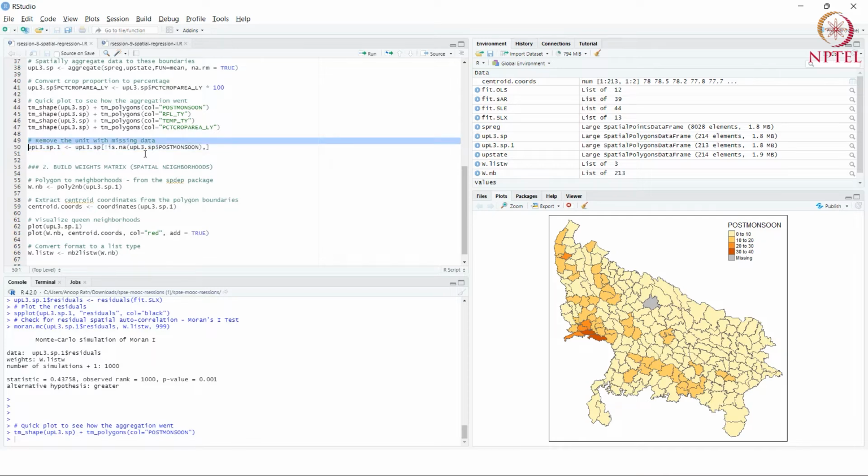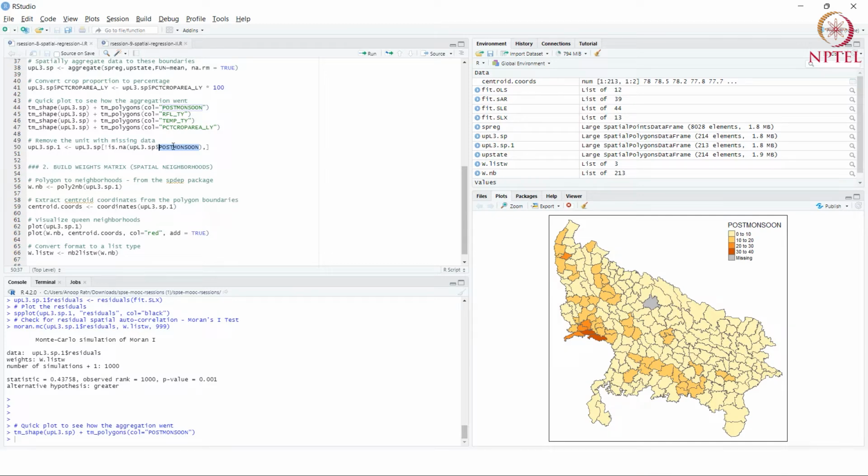I'm going to remove the unit with missing data. So if you remember, we'll use this condition. Dot is NA is a way to check if an observation is missing. And when I say not is dot NA, that means I want only those where the observations are not missing. So I only want available observations for post-monsoon. So I only want to keep the rows where post-monsoon observations are available.